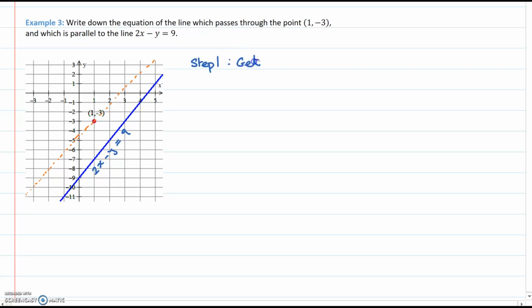So step 1 is to get the slope of the known line, the line whose equation we already know. Well, the equation of that line is 2x - y = 9. And what we're going to try and do is write this in slope-intercept form. In other words, we're going to write it with y on its own. Because if we do that, it'll be y = mx + b. And so if we can turn this into a y =, then whatever number is in front of x will be our m, our slope.